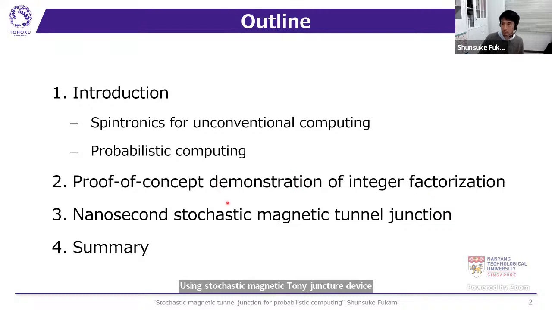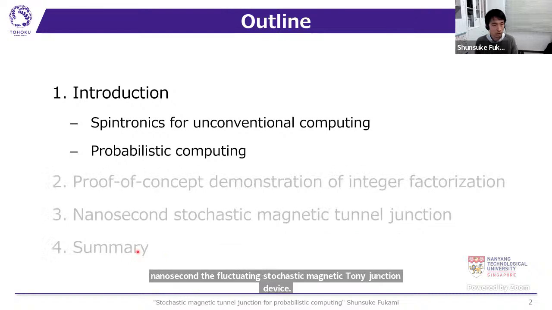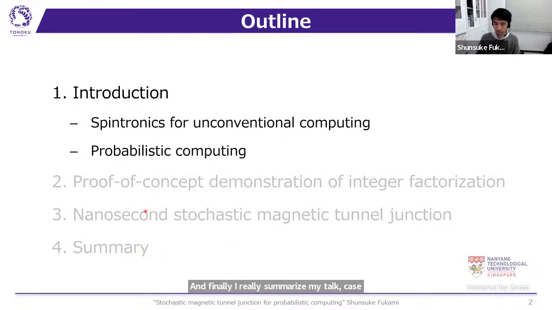After that, I will show device technologies necessary to scale up probabilistic computers. I will discuss how we can make the fluctuation of the stochastic MTJs faster, so I will talk about the nanosecond-fluctuating stochastic magnetic tunnel junction device. And finally, I will summarize my talk. Okay, so let me start from the introduction.